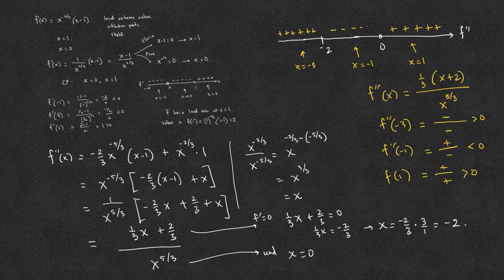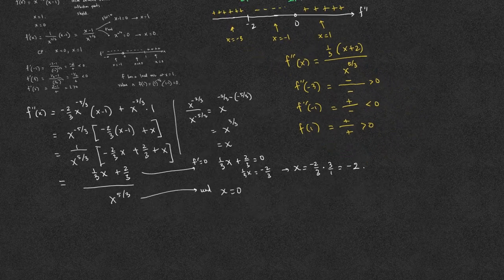From here, we see that the function is concave up from negative infinity to negative 2, and then concave down from negative 2 to 0, and then concave up from 0 to infinity. Because f double prime changes sign at x equals negative 2, we have an inflection point at x equals negative 2, and another inflection point at x equals 0.